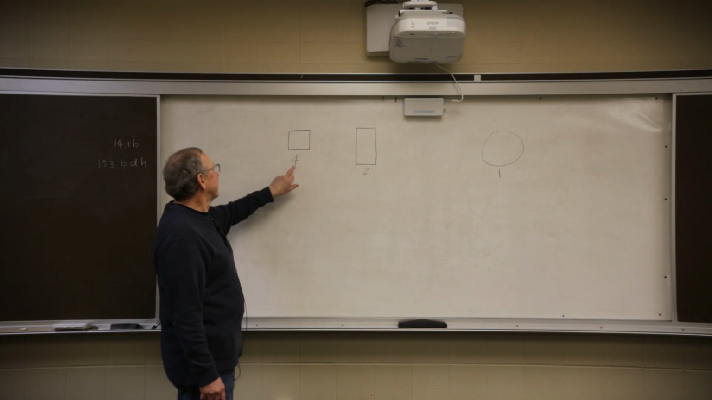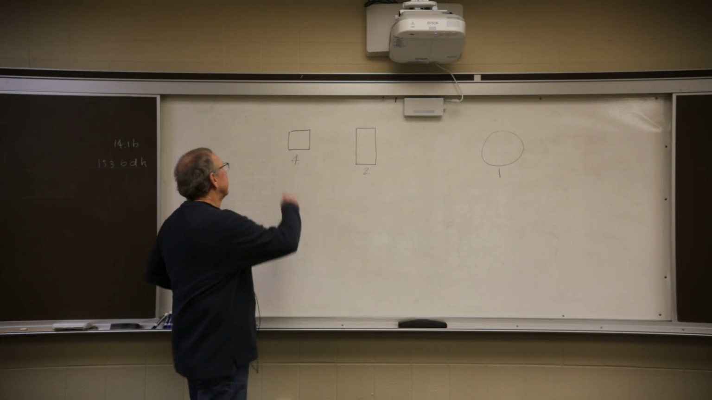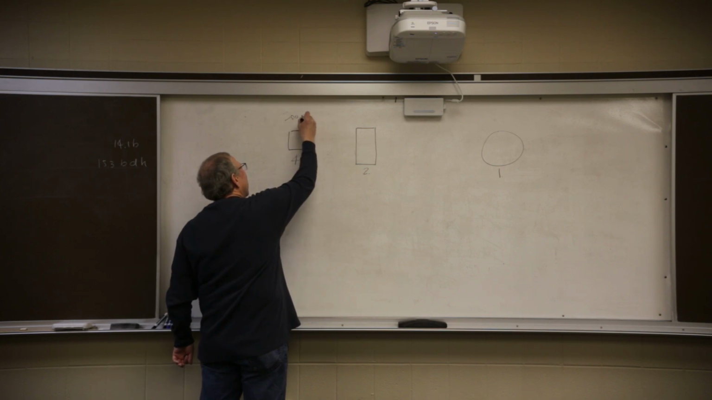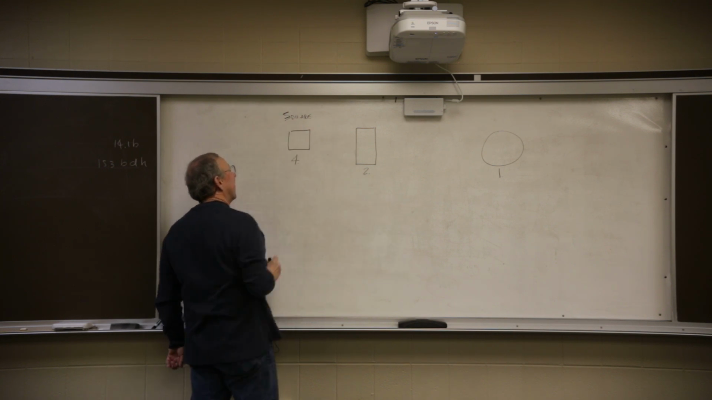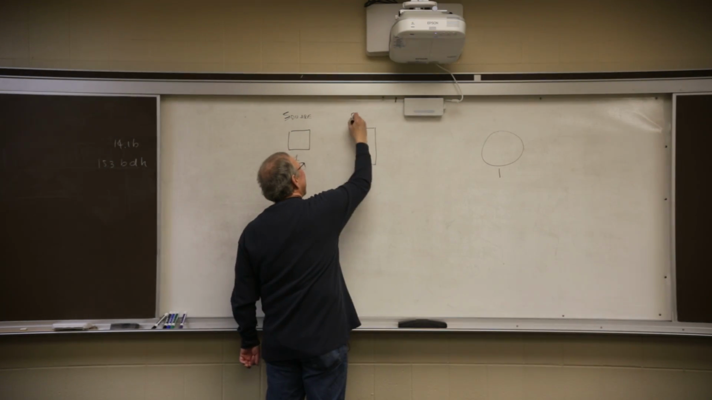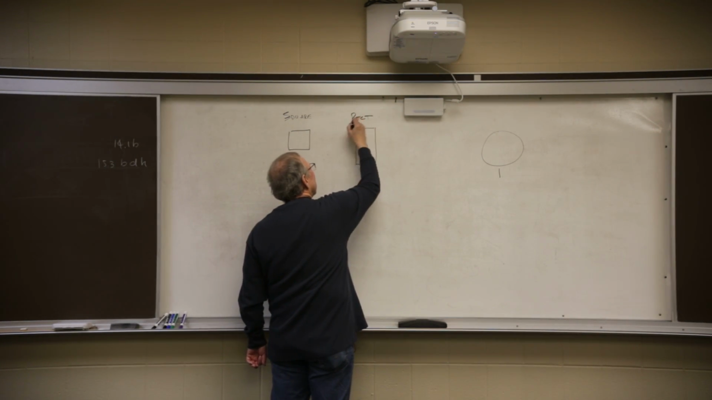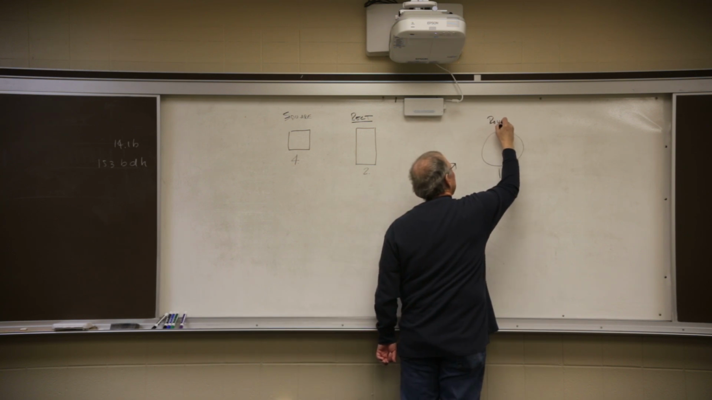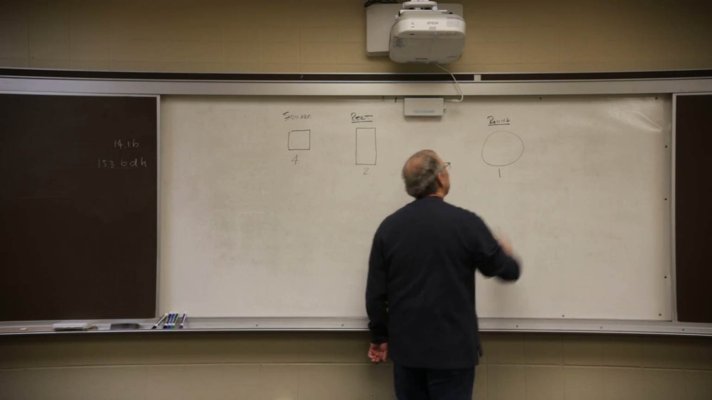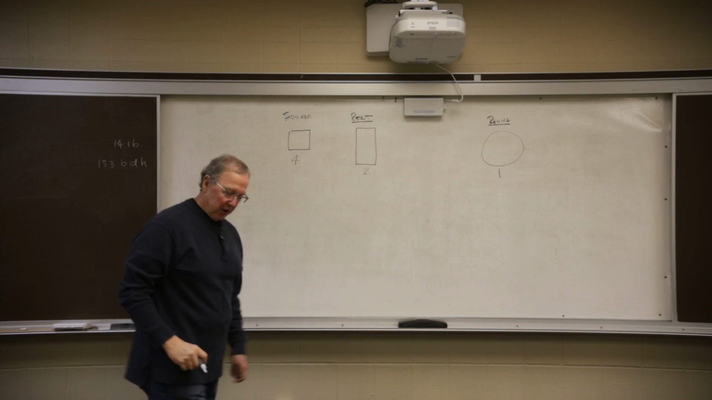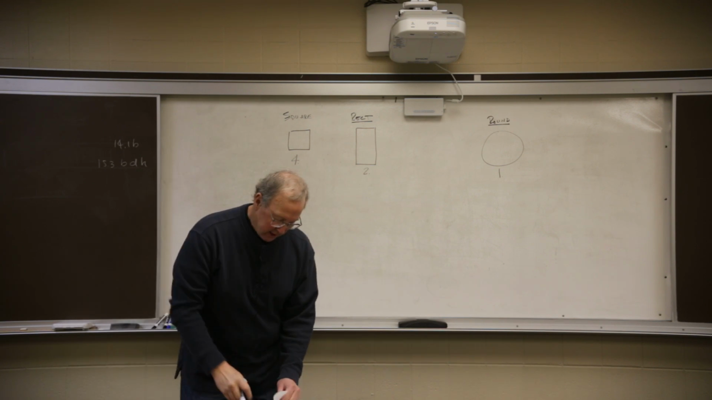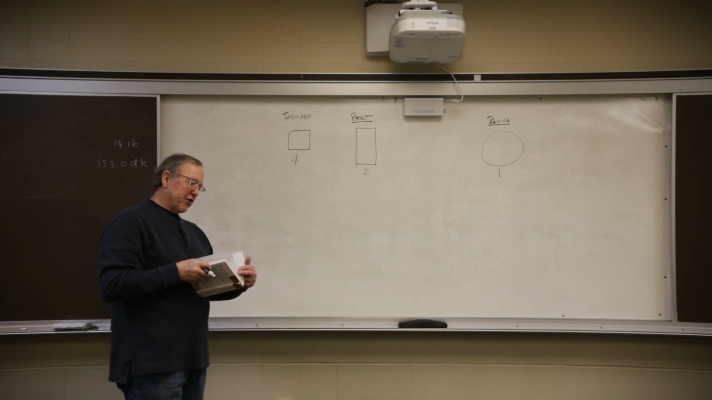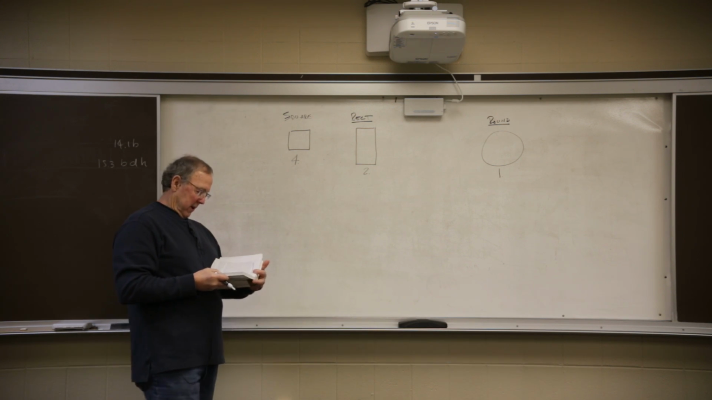Got the 4 tables for a square. So this is called a square. Okay, we've got oblong or rectangle, 2 tables, and round, we have 1 table. So if you look at your book and you move to the first table, it is on page 507.